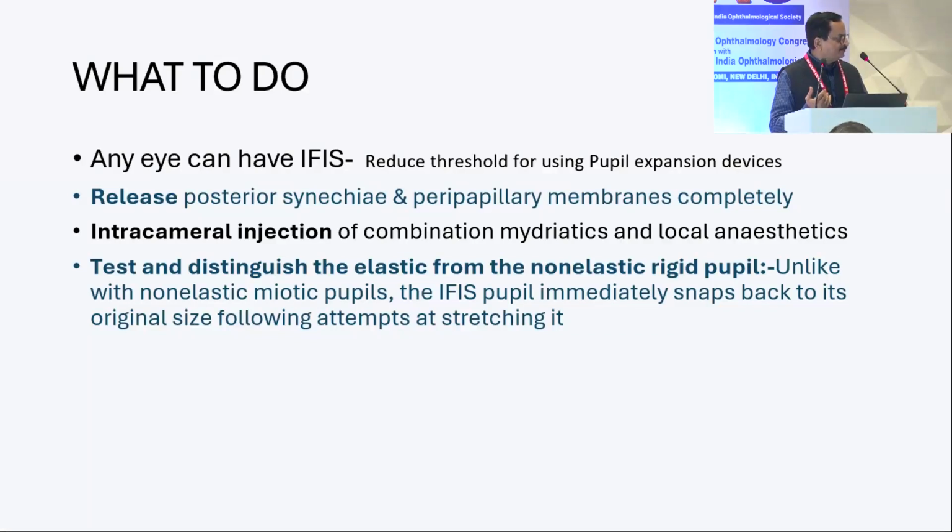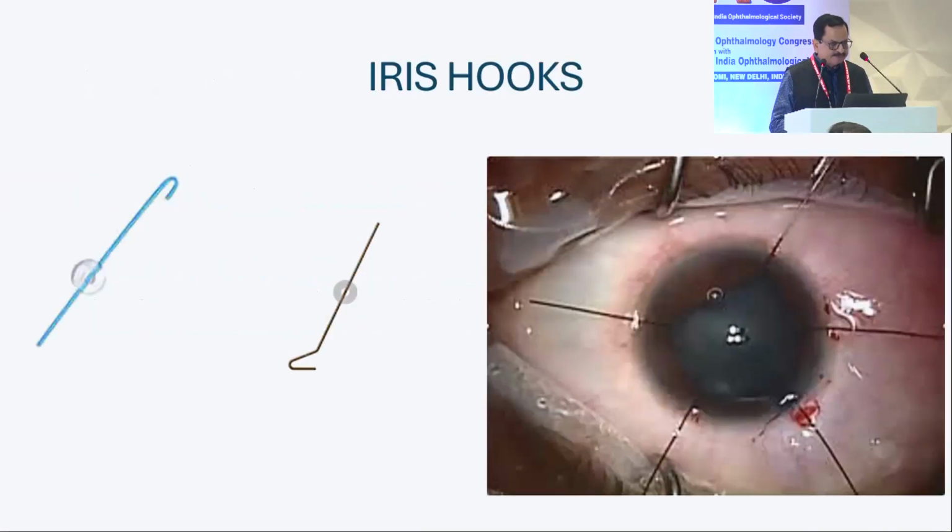Test and distinguish the elastic from the non-elastic rigid pupil. Unlike a non-elastic pupil, the IFS pupil immediately snaps back to its original size following an attempt to stretch it. You can't stretch it. So what are the things which we can use during surgery?